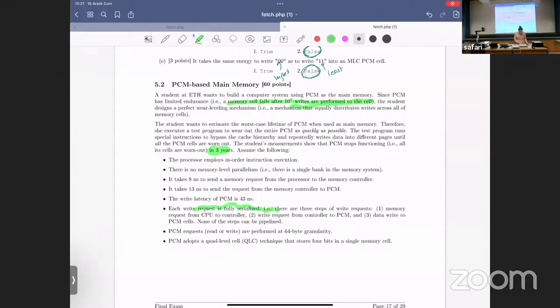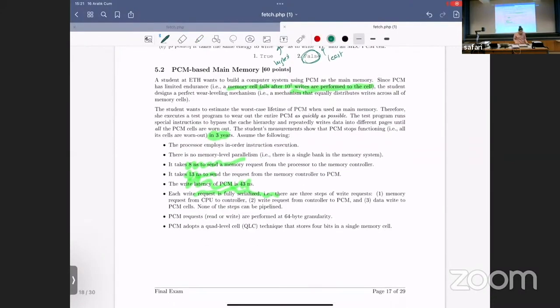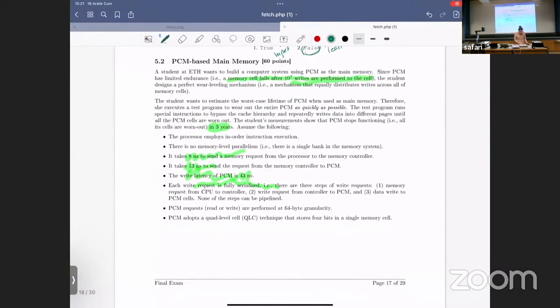And then it says the total latency of a write is sending the memory request from the processor to the memory controller to PCM, and also the write part of the PCM, which is here. So the total latency of one write is going to be the summation of these 3 numbers. And then it says the read or write granularity is 64 bytes. And then the last thing is that it adopts a quad level technique.